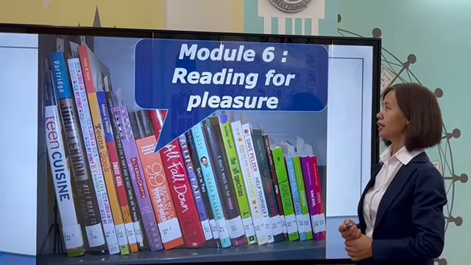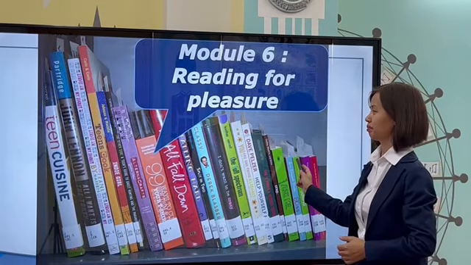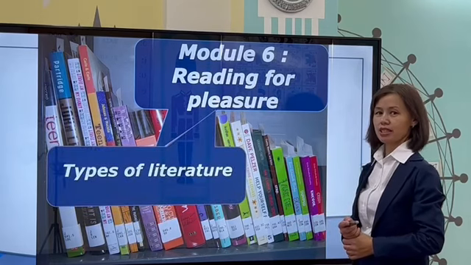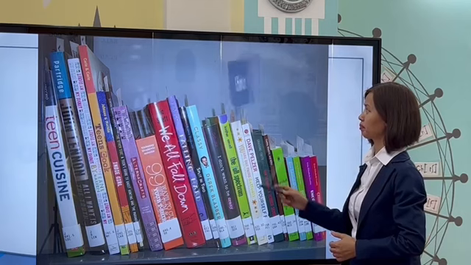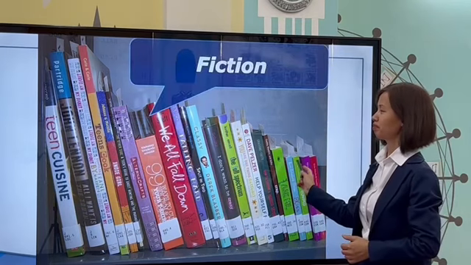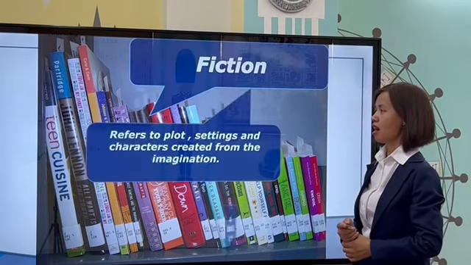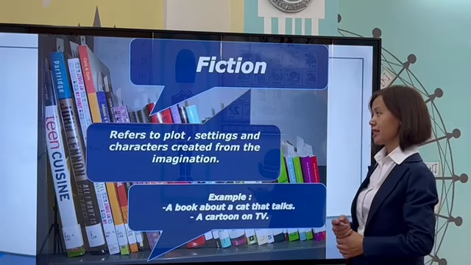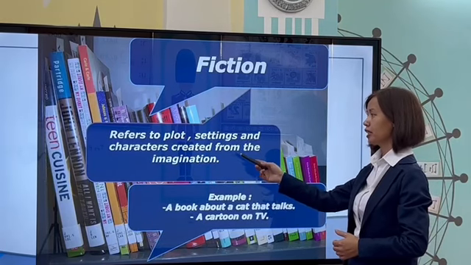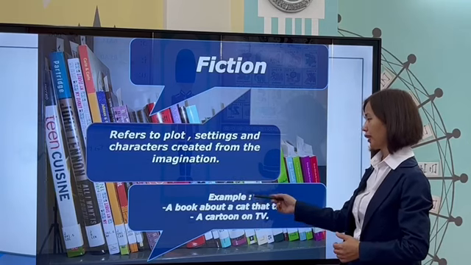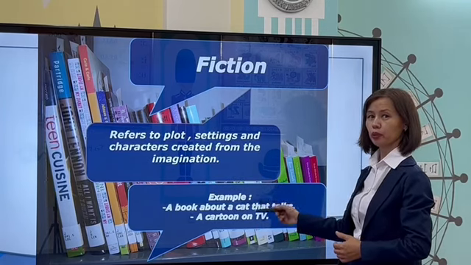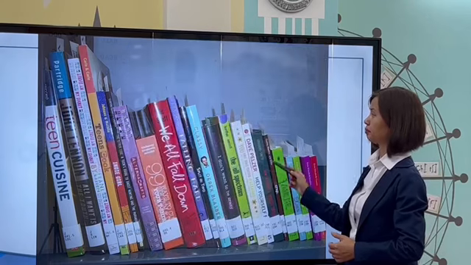Module 6. Reading for pleasure. The theme of our lesson is types of literature. Fiction refers to plot, settings, and characters created from the imagination. Example, a book about a cat that talks, a cartoon on TV.